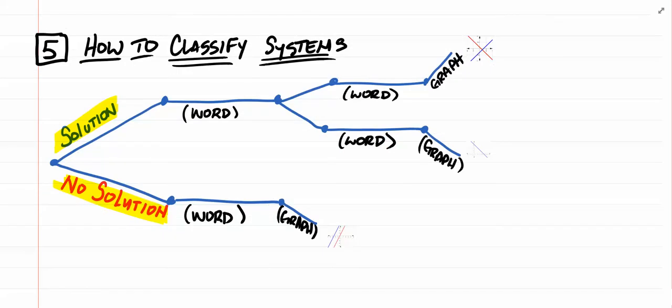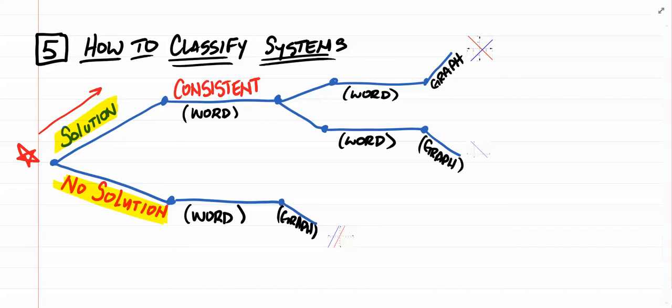Box number 5 is a graph of how to organize and classify systems. So I'm going to pause the video and I want you to copy down this chart before we move on. Okay, here we go. How to classify a system. To begin with, our system can either have a solution or it could not have a solution. So let's go this route first. If it has a solution, then the word that we use to describe it is consistent.